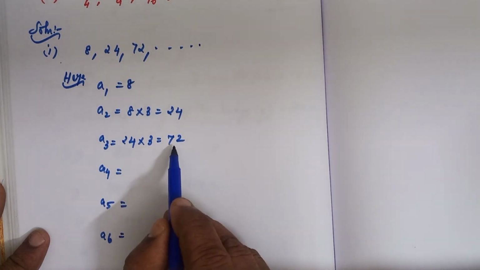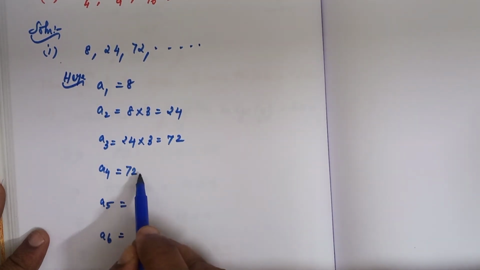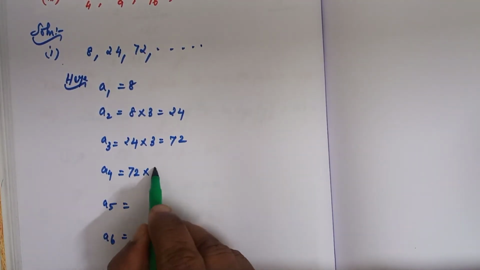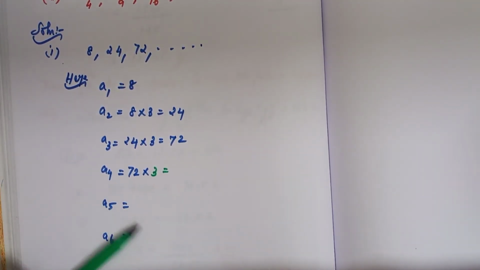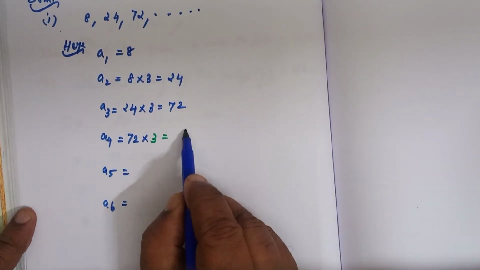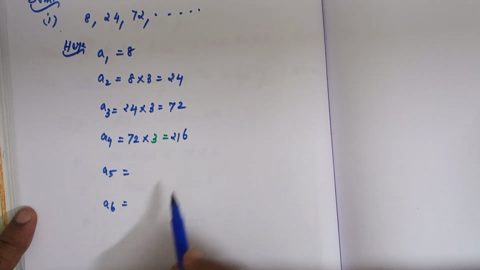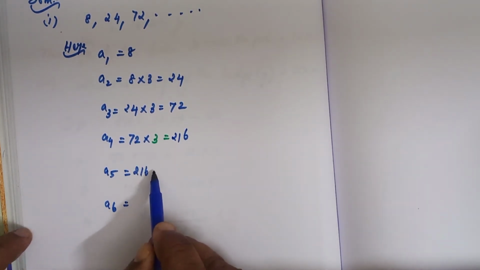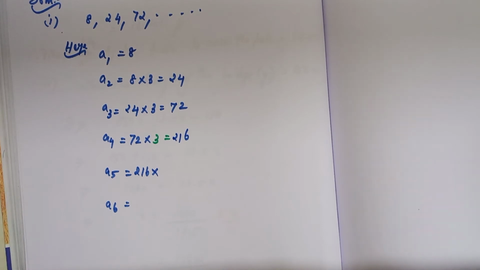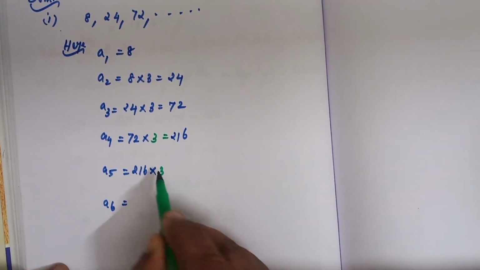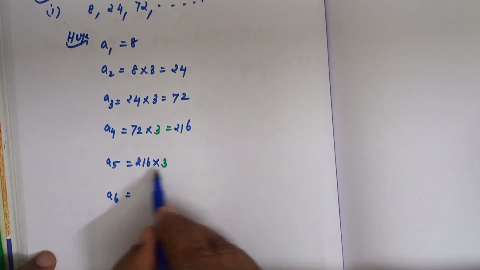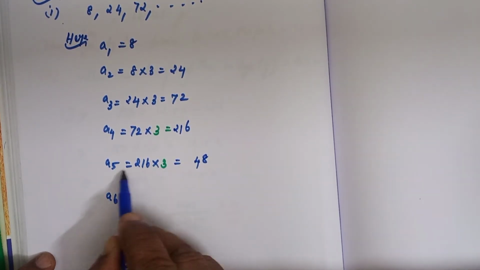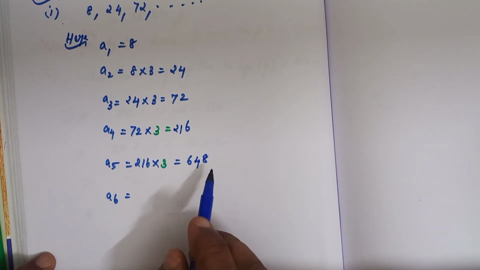How to get? Write the previous term. What's the previous term? 72. That should be multiplied by 3. You'll be getting 3 2s are 6, 3 7s are 21. Now the previous term answer is 216 into, once again you have to multiply it by 3. 6 3s are 18, balance 1, 3 1s are 3 plus 1, 4, 3 2s are 6, 648.